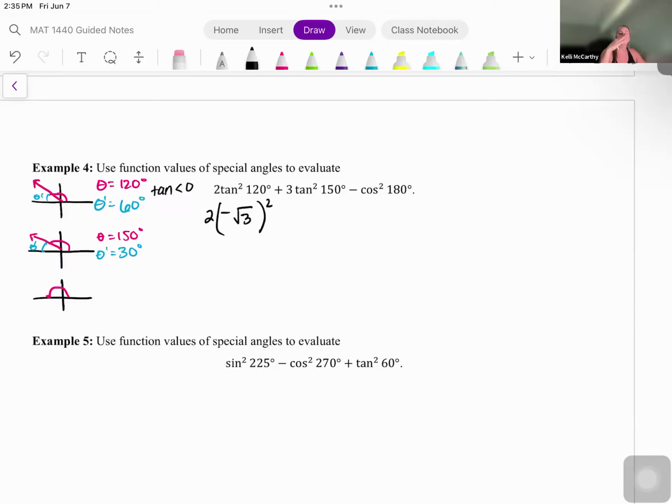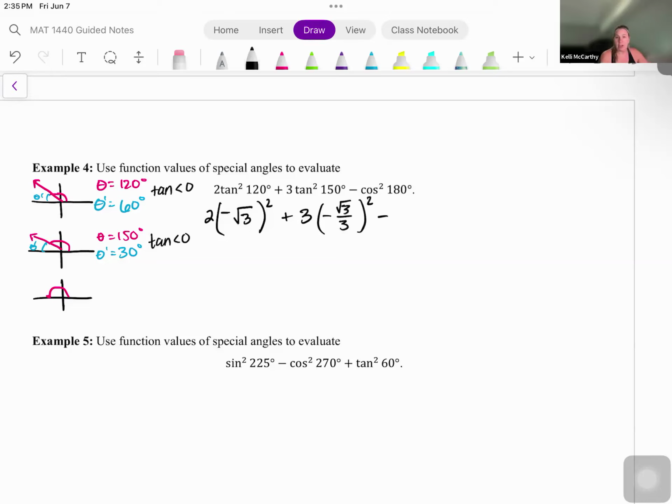And remember, tangent squared of 120 degrees is the same as saying take tangent of 120 degrees and square it. Plus 3 times. In the second quadrant, tangent is still negative. So this is going to be negative. And now we're looking at what is tangent of 30 degrees? Because the reference angle for 150 is 30. And tangent of 30 degrees is the square root of 3 over 3. Again, squared.